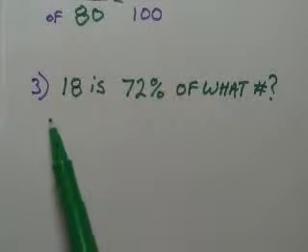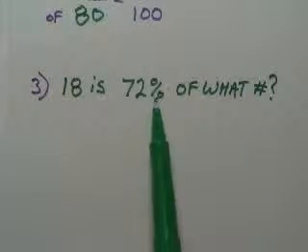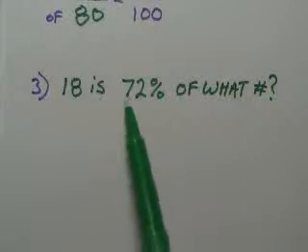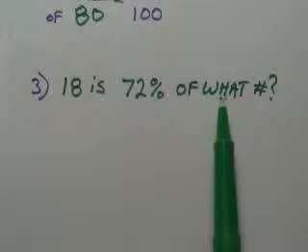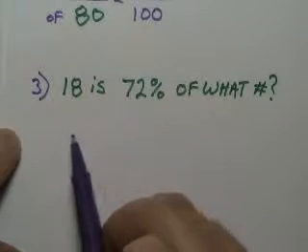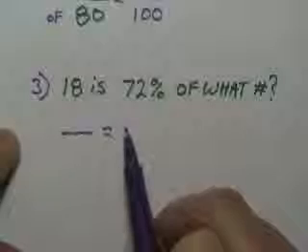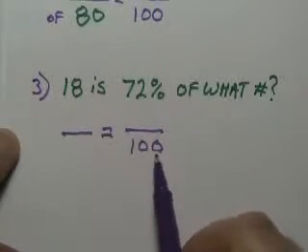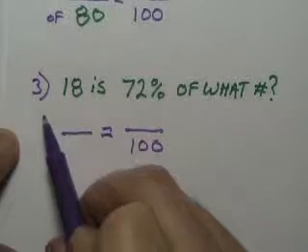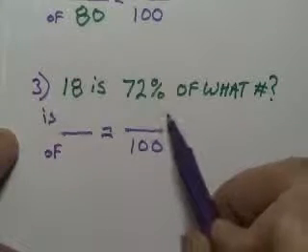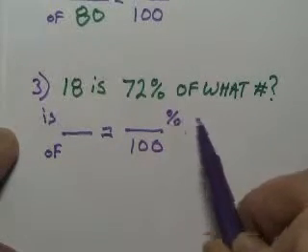Here's a third type of problem. We have 18 is 72% of what number? 18 is 72% of what number? Remember, our first step is to write our proportion. 100 goes in the bottom, so bar equals bar over 100. Remember, the upper left is the is, the bottom is the of, and the top there is percent.